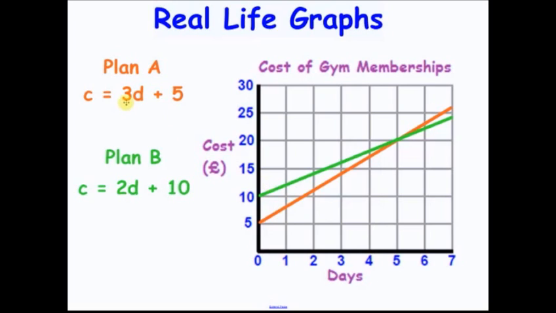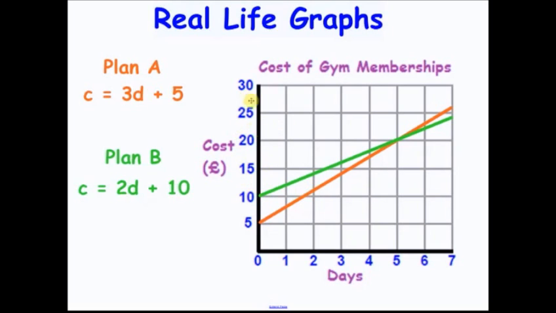So we know the gradient is 3, and we know the y-intercept is 5. So the y-intercept is 5, and I have a gradient of 3. Now don't be put off by the scales. For a run of 1, I have a rise of 3 between 5 and 8. Yeah? For a run of 1, I have another rise of 3. Okay?